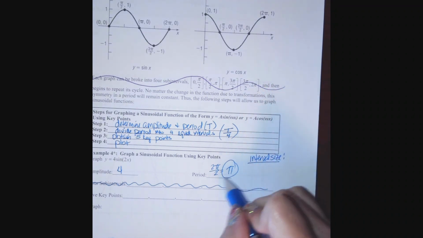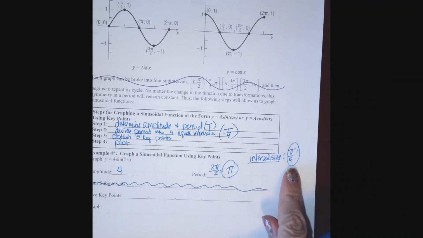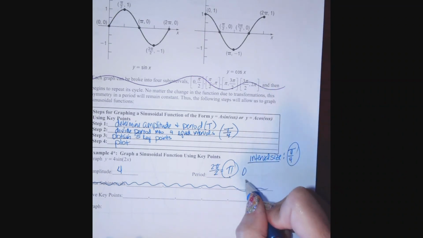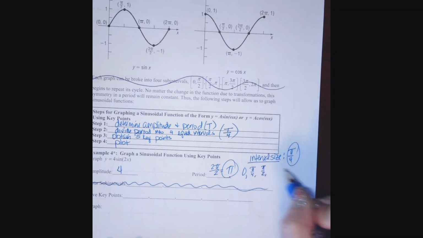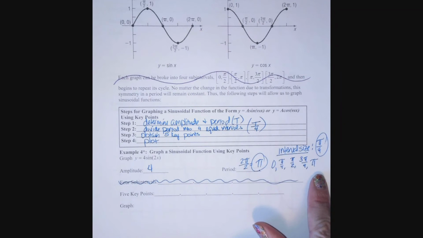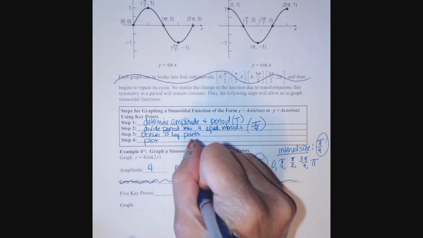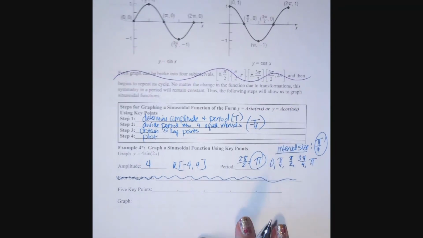My interval size, I take T, my period, and I divide it by 4. So I'm going to hit a key point every pi fourth. I don't have a phase shift, so I'm going to start at 0. Then pi fourth, 2 pi fourths is pi half, 3 pi fourths, and 4 pi fourths is pi. There's my 5 points. Now, because my amplitude is 4, the range of my function is going to be from -4 to +4. I don't have a center shift, so I don't need to worry about moving it away from center.